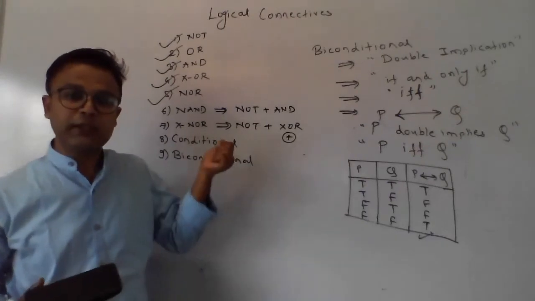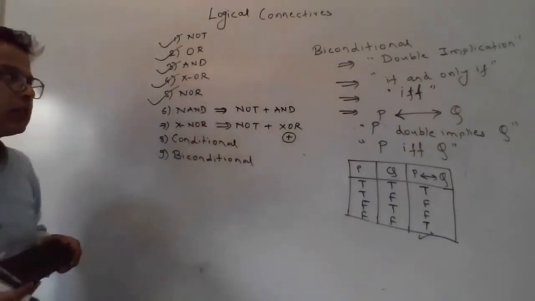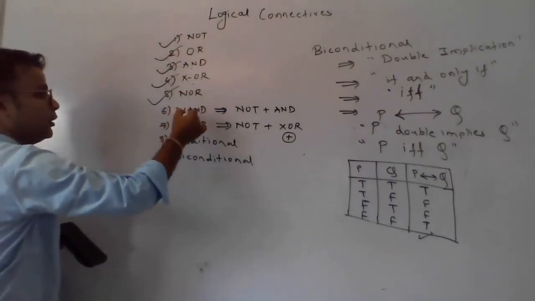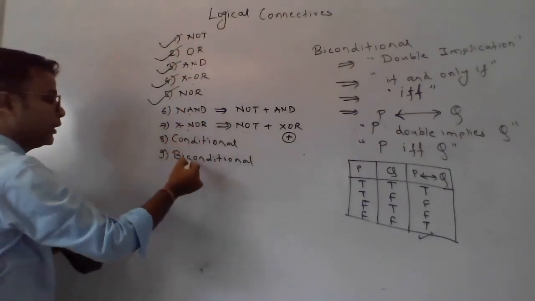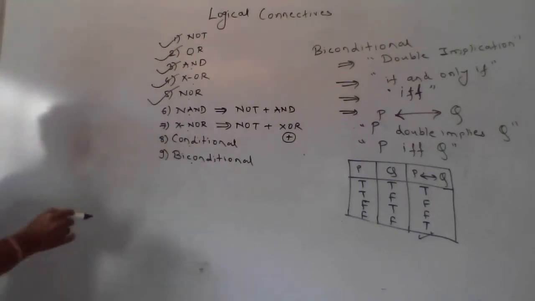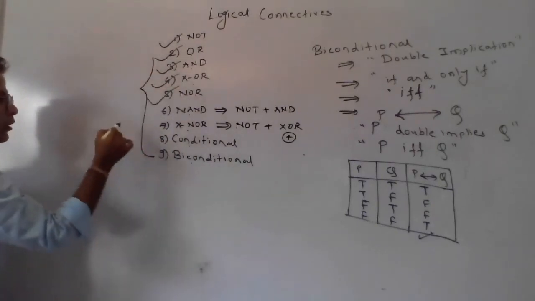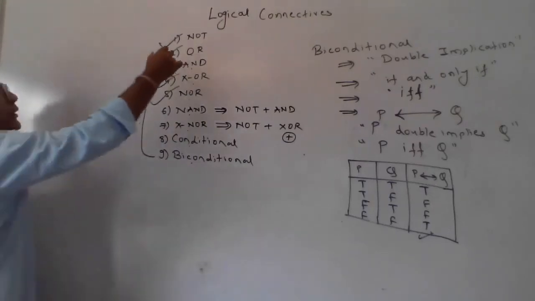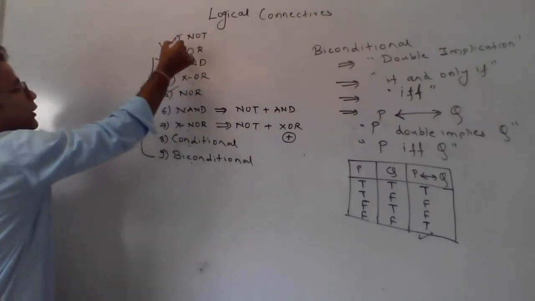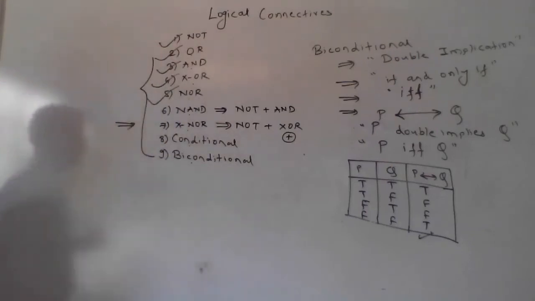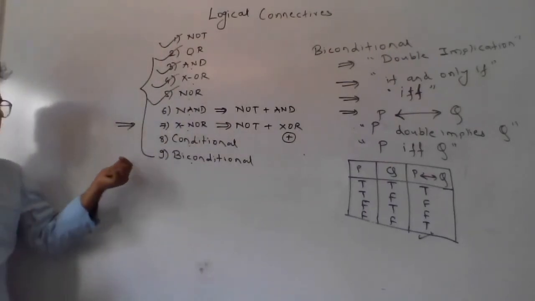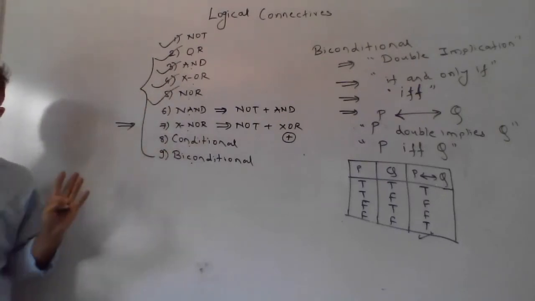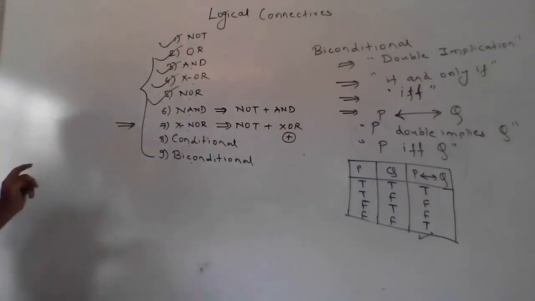How many logical connectives do we have? 9 logical connectives: not, or, and, XOR, NOR, NAND, XNOR, conditional and biconditional. Out of these 9, these 8 are binary, whereas the not one is unary. So the first one is your unary. Let's summarize the truth table of all of these connectives in a single table. Okay, so let us see that.